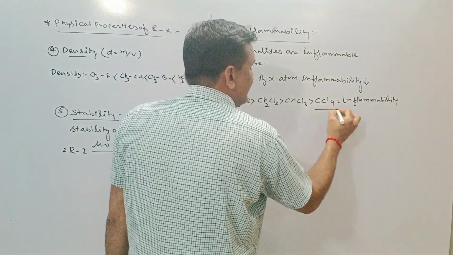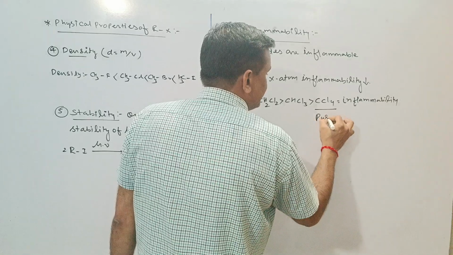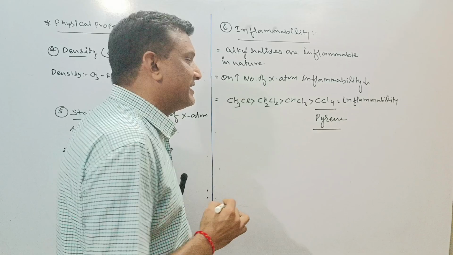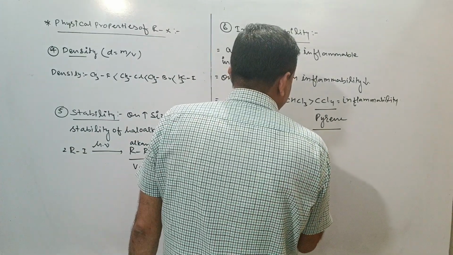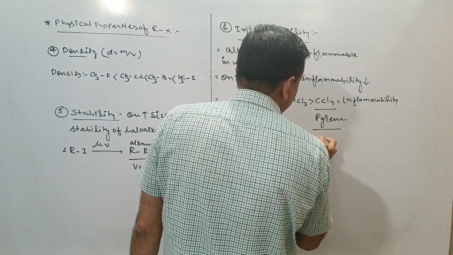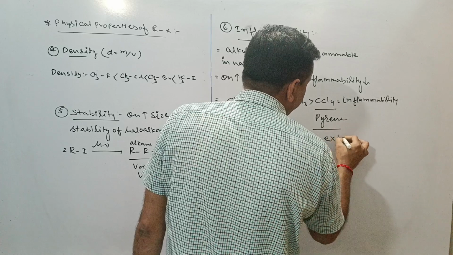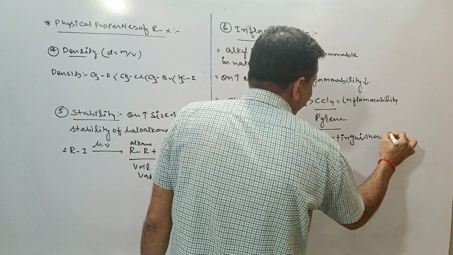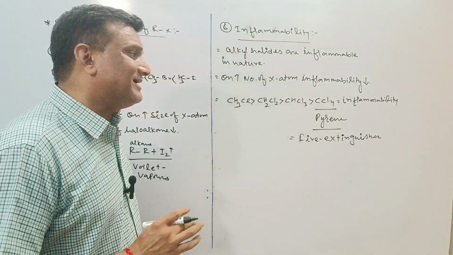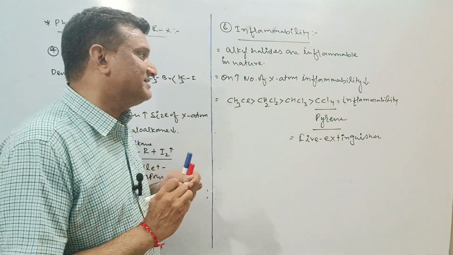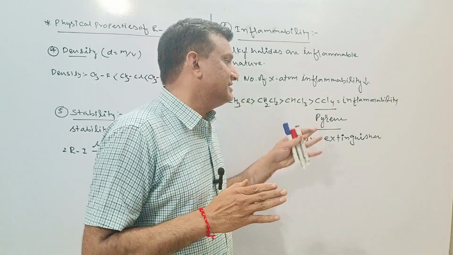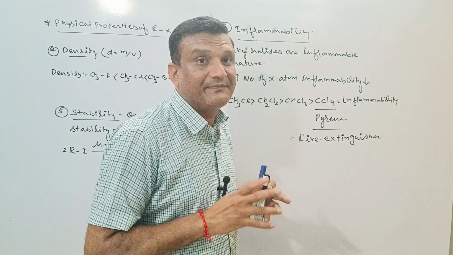That's why CCl4, its commercial name is pyrene, carbon tetrachloride. It is used as a fire extinguisher. But at the moment you use it, you should not go to that place where CCl4 is used as a fire extinguisher. Why?